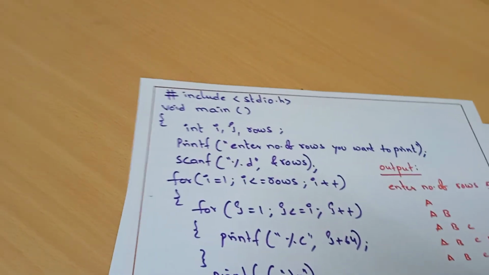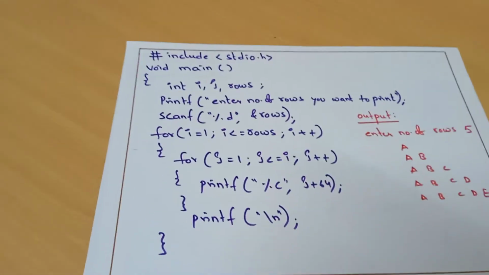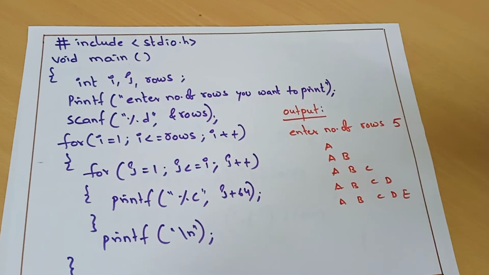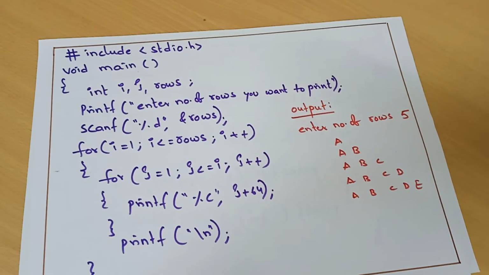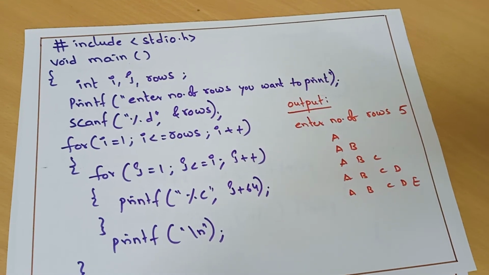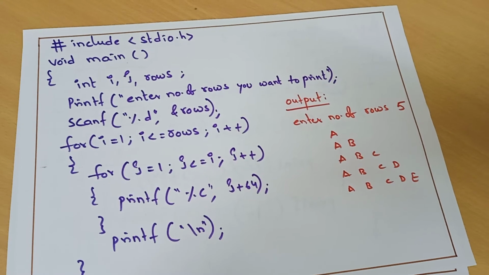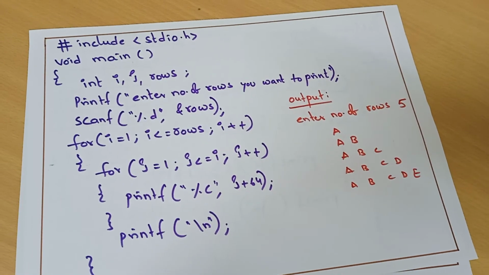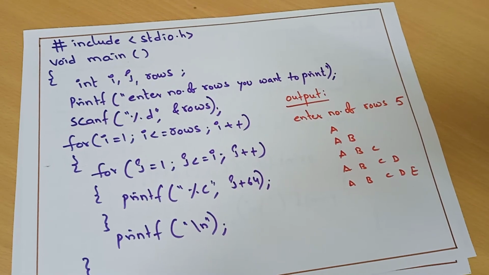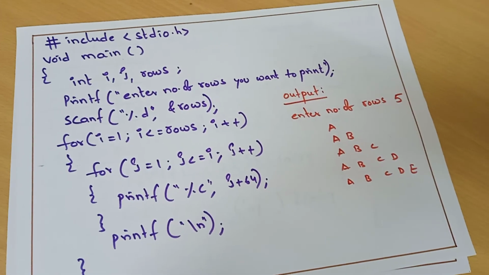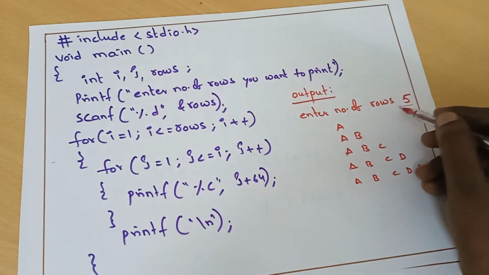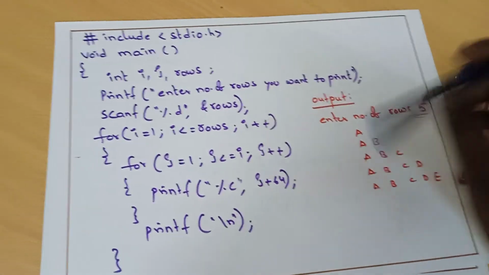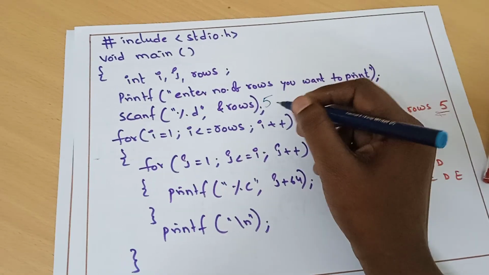Now this is the complete program. Look at this program. So we know already #include <stdio.h>, void main, int i, j, rows. So rows means the i value. Okay, enter the number of rows you want to print. So enter number of rows means I gave here 5. Look at this, I gave here 5. So now the rows value is what? 5. The rows value is 5.